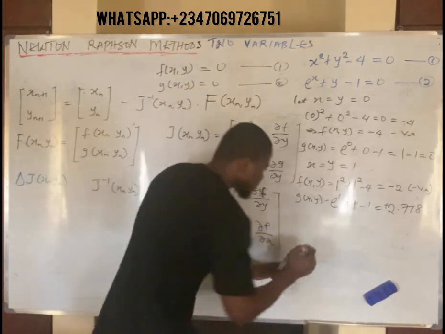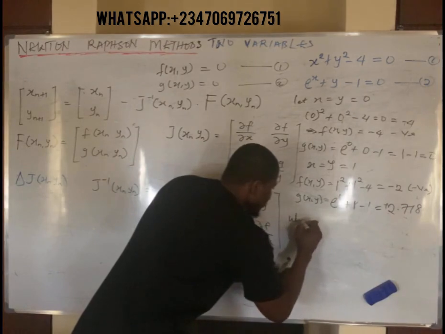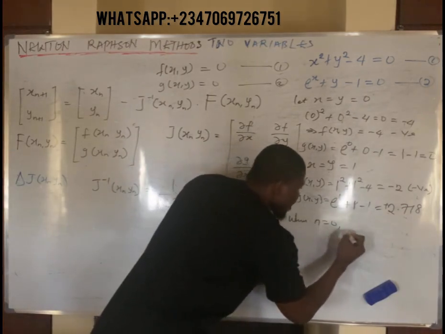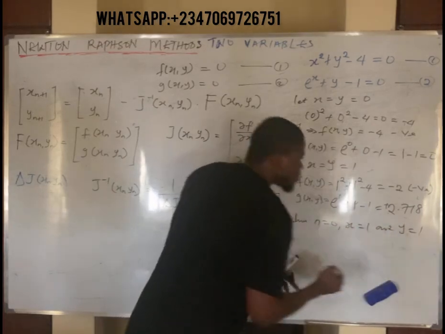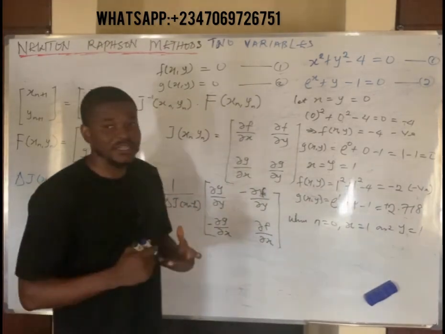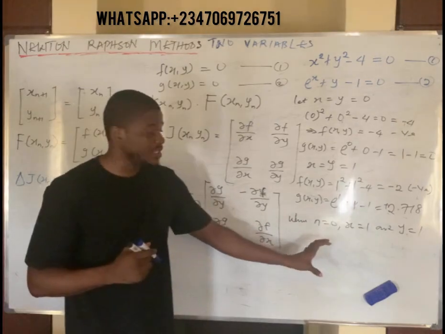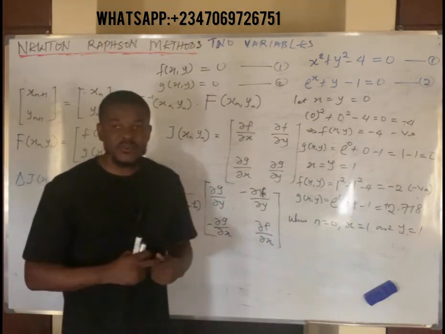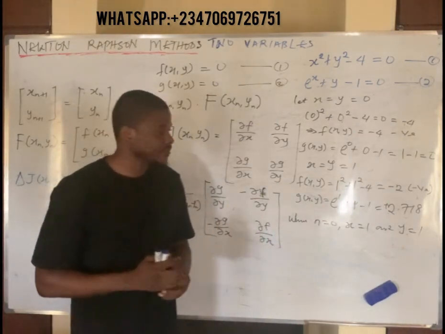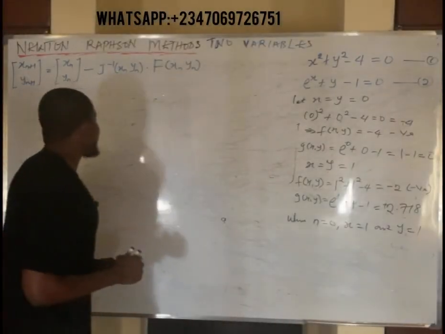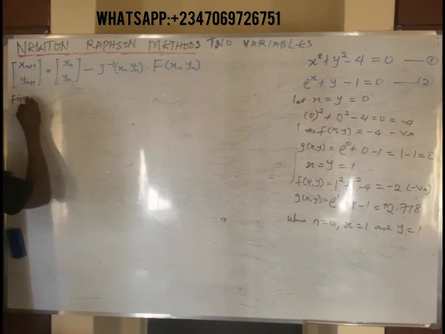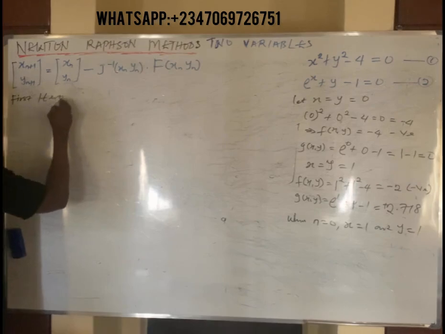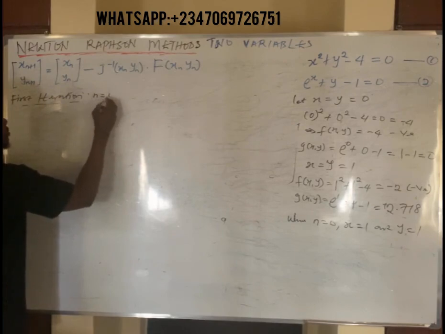So this simply implies that when n is equal to 0, we are simply saying x is equal to 1 and y is equal to 1. So we simply use this to start our iteration. Now we know the initial guesses. We can now start the first iteration. All right, so let's perform the first iteration. That is when n is equal to 0.